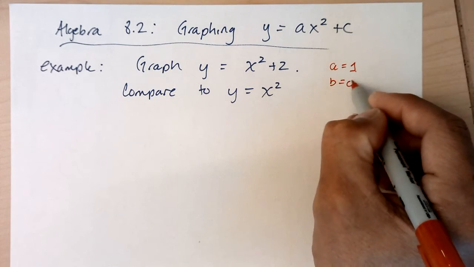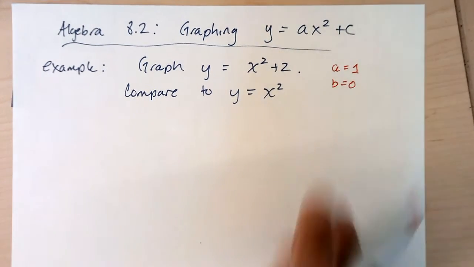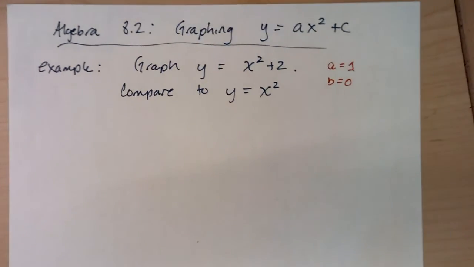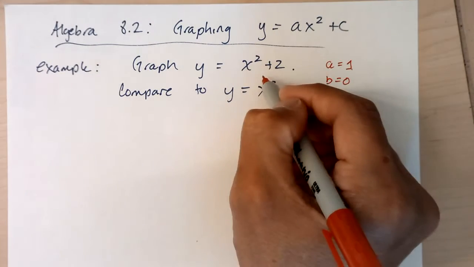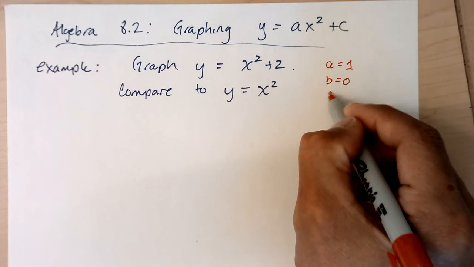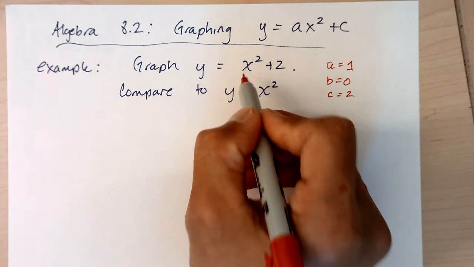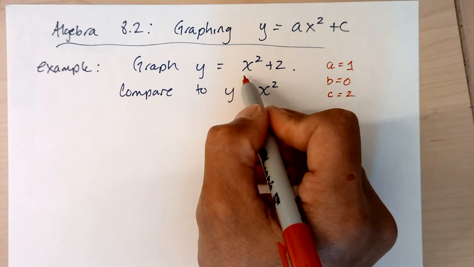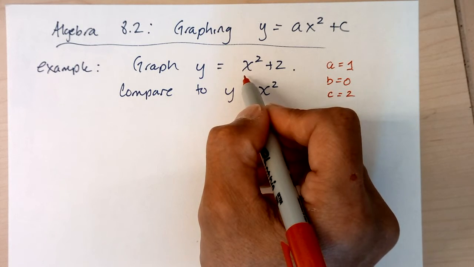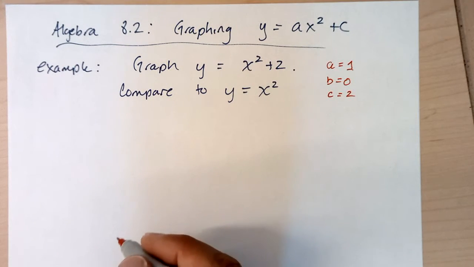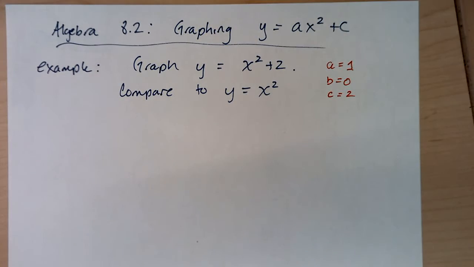B is actually 0. So b is the coefficient of x, or whatever's in front of x. There's no x term in this equation, and then c is actually 2. So we'll take a look by building a table at what the points are for y is equal to x squared plus 2. And as always, we'll compare that to y is equal to x squared, or the parent function.